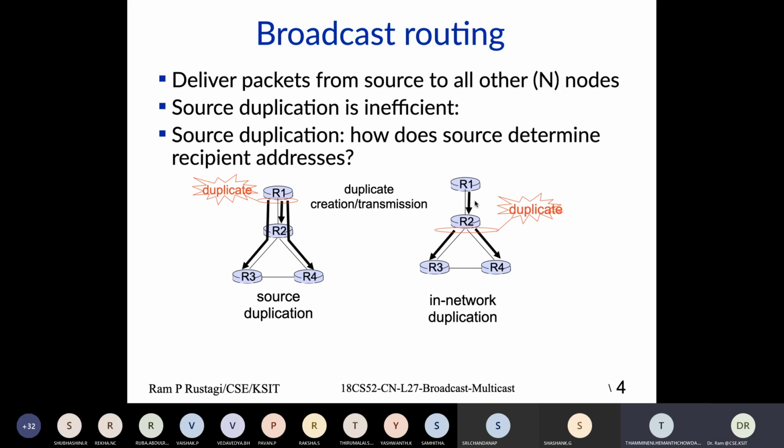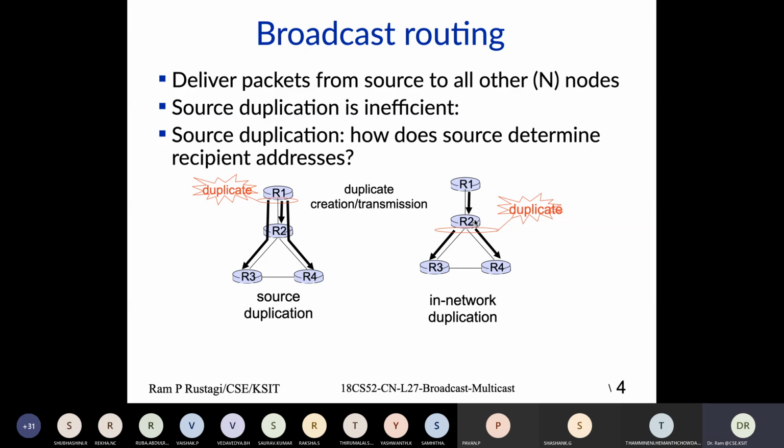Why? Sir, time. In what way? In the first case, R1 is sending n packets. In the second case, R1 is sending only one packet. So which one would be better? Sir, the first one has more choking. The second one is better. This is what you are saying.